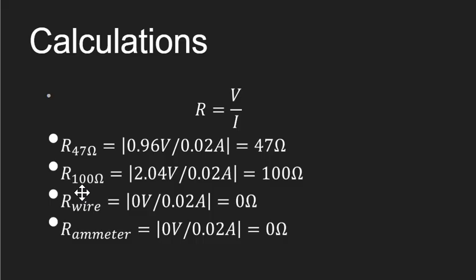So here's our calculations. They're essentially entirely based off of Ohm's law. With the 47 ohm resistor, we got 0.96 volts over 0.02 amps, which is exactly what we had expected with the 47 ohms. The same happened for the 100 ohm resistor, and then we got 0 for the wire and 0 for the ammeter, which is also what you'd expect because those are current carrying and they're not going to be affected by resistance.